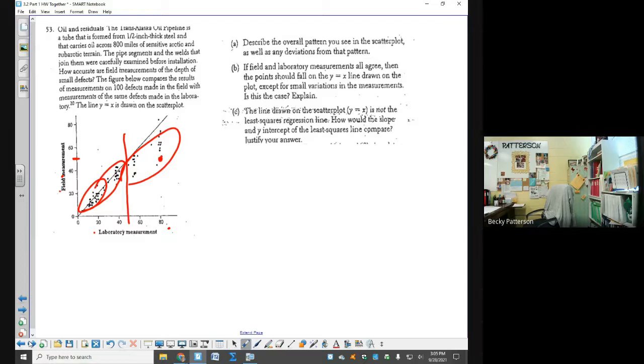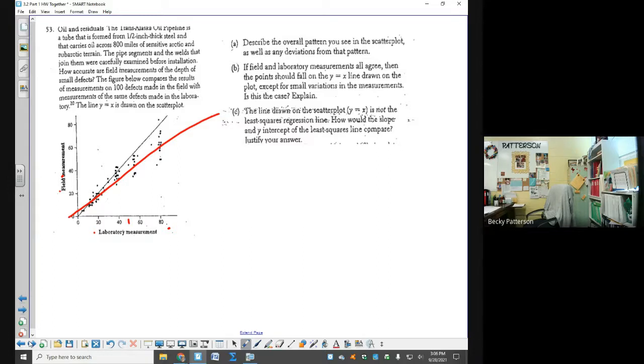Part C. The line drawn on the scatter plot, y equals x, is not the least squares regression line. Obviously, that's not the least squares regression line. How would the slope and the y-intercept of the least squares regression line compare? In other words, where would you draw the least squares regression line? What would you do to this line for it to be a good line? Less steep. Less steep, I like that. So, like that? Yeah.